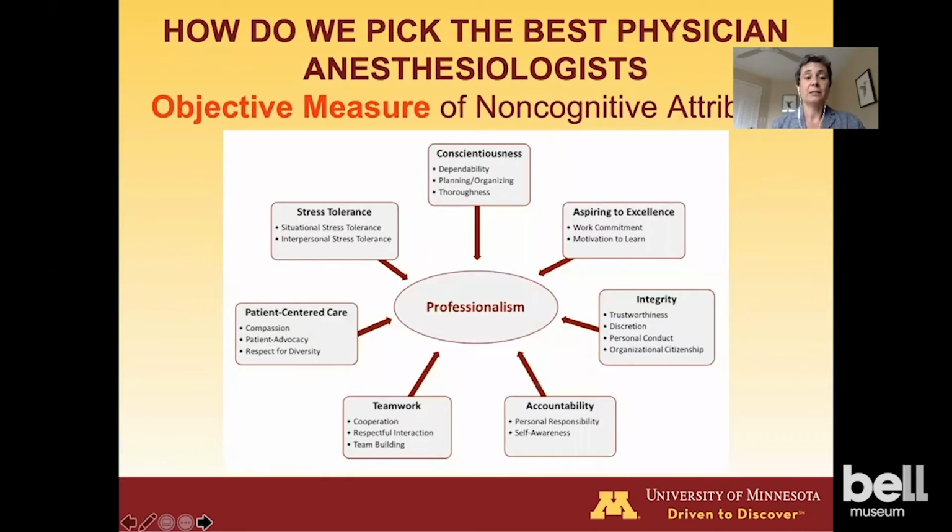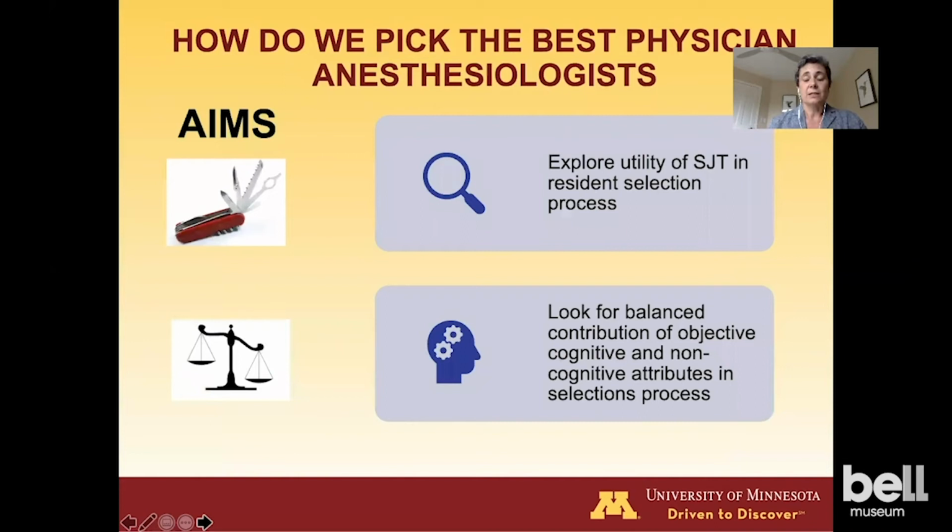Situational judgment test is an objective measure of those. It measures conscientiousness, aspiring to excellence, integrity, accountability, teamwork, patient-centered care, and stress tolerance, all very important to the practice of an anesthesiologist. We therefore created a study where we wanted to explore the utility of situational judgment test in the selection process and look at where to find the balance between the objective measures for cognitive and non-cognitive attributes in the selection process, as both are important.